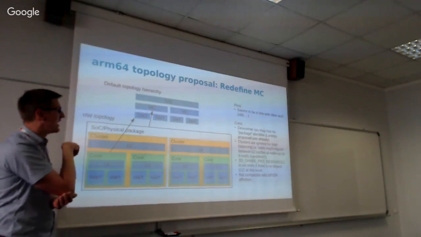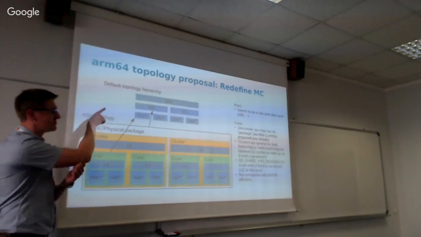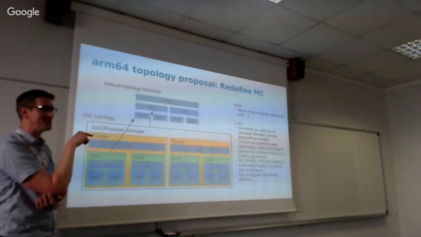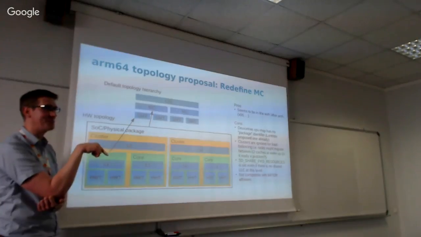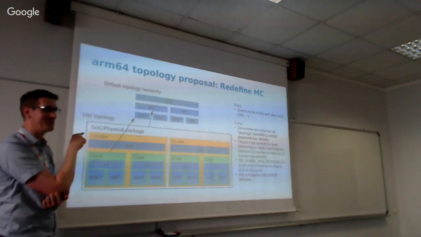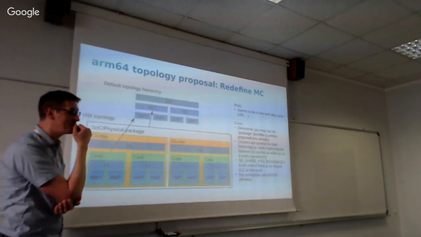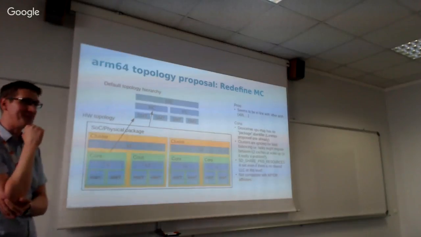So the problem is, how do we map whatever is in that tree onto those levels? And ideally, if you describe the same platform in DT and using PPTT in ACPI, you should end up with the same topology. Add a different property. Sorry? Add a different property. So Lorenzo already proposed to add a DT property to package.